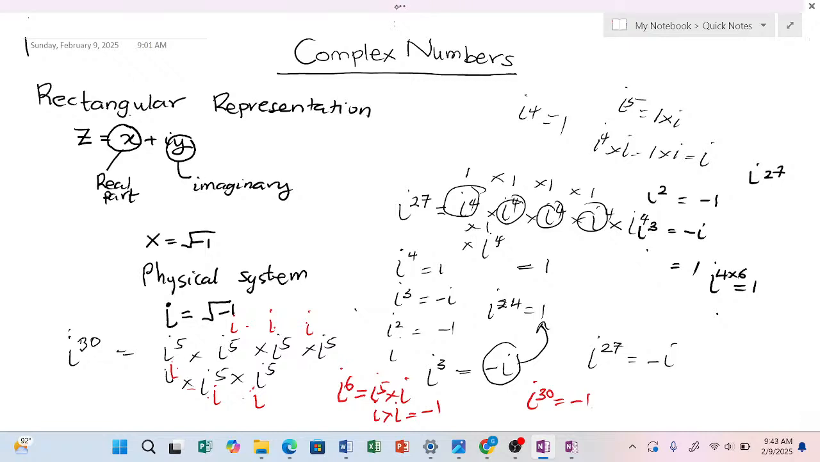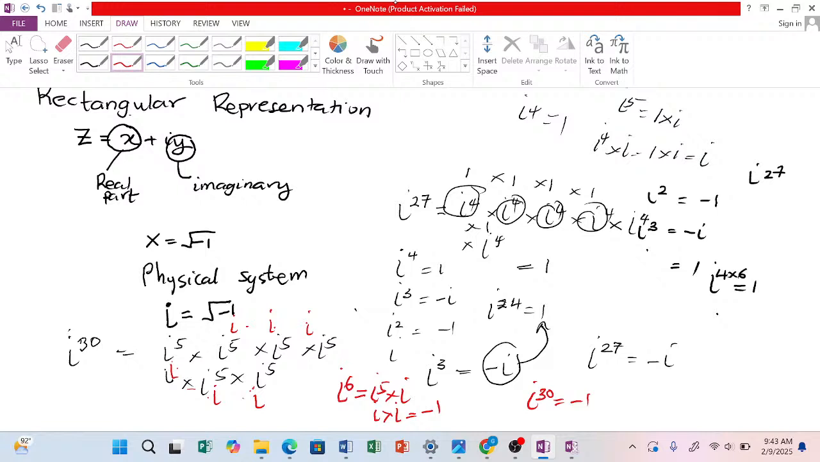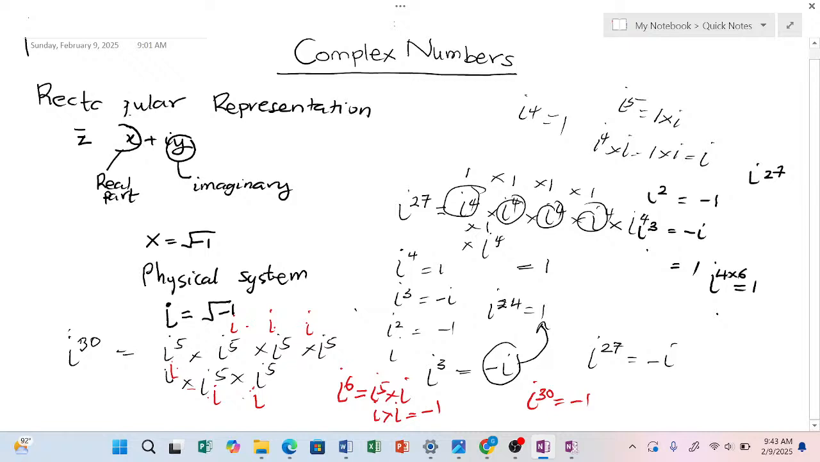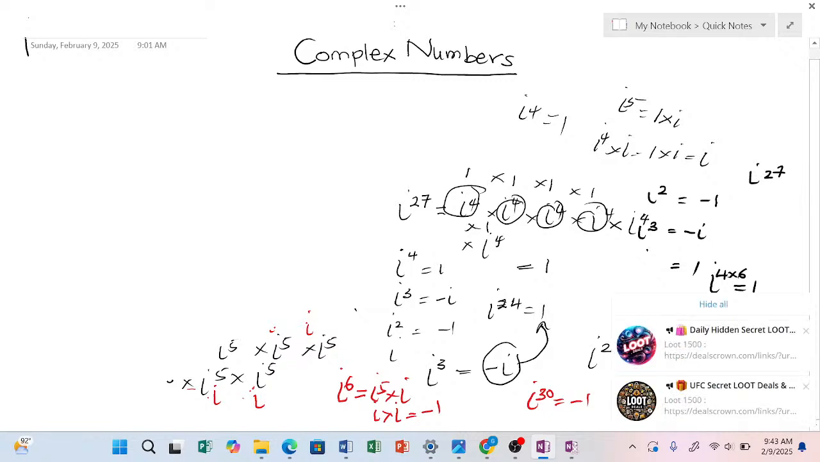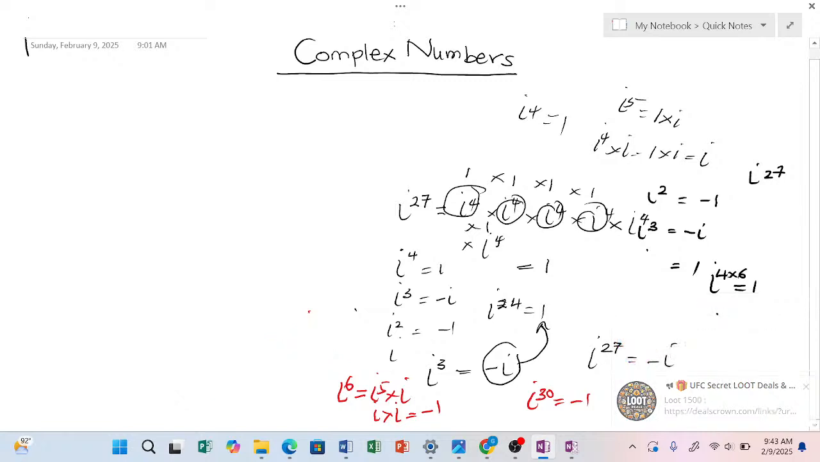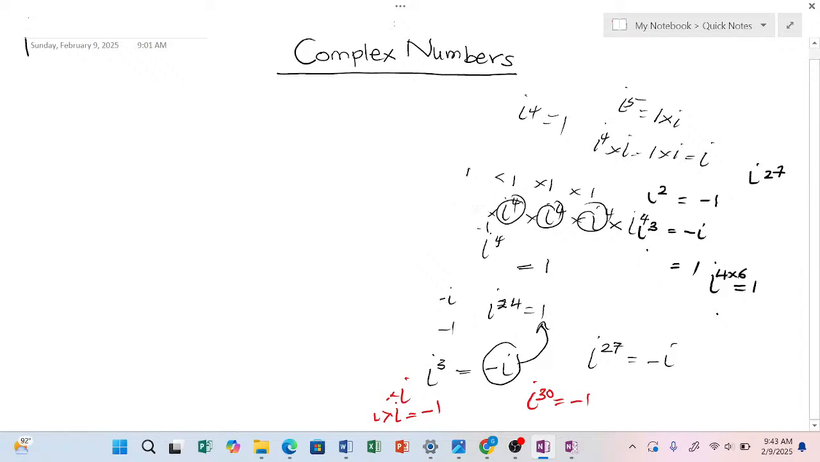So we will continue. I'm trying to move to the next page, but having some challenge. So I have to erase so that we continue. Let me increase the size of the eraser.